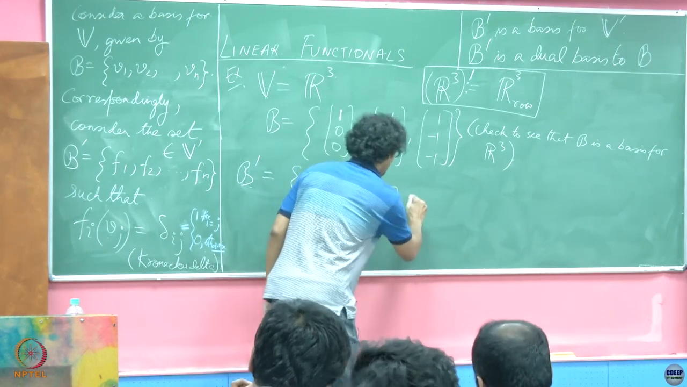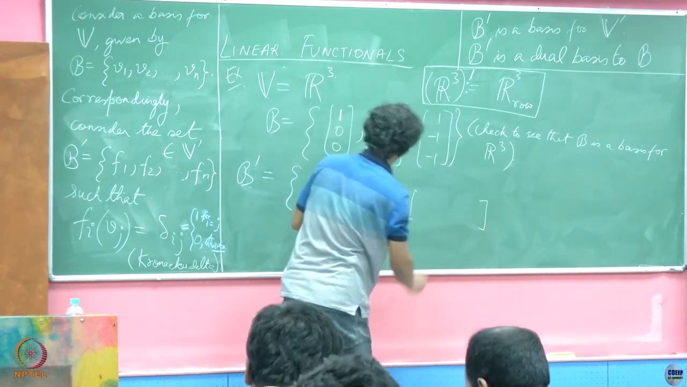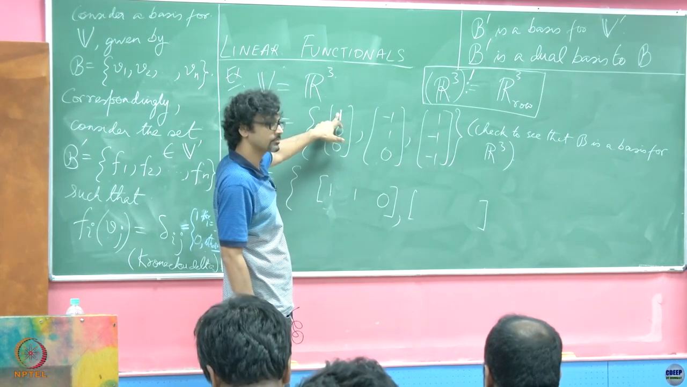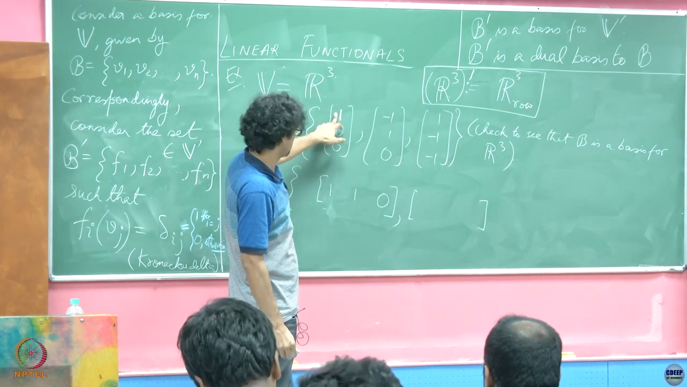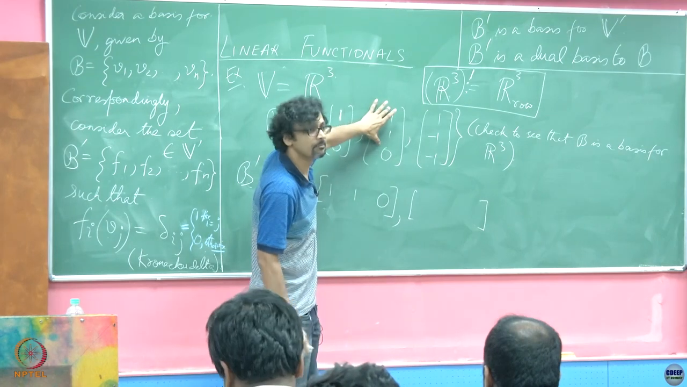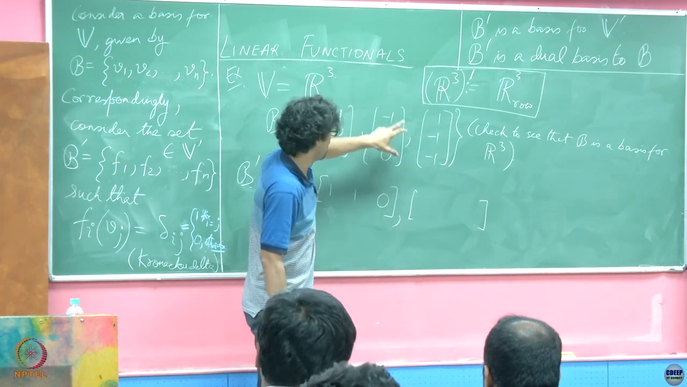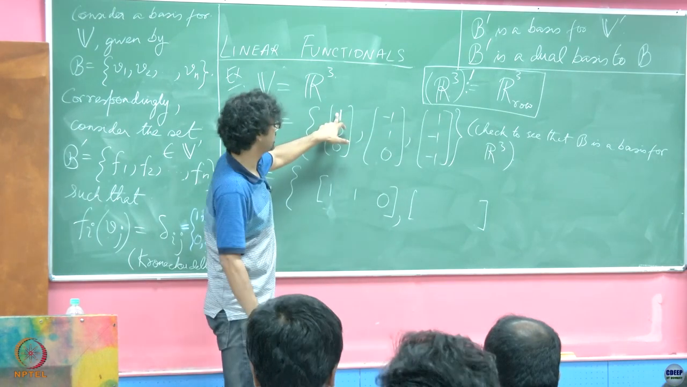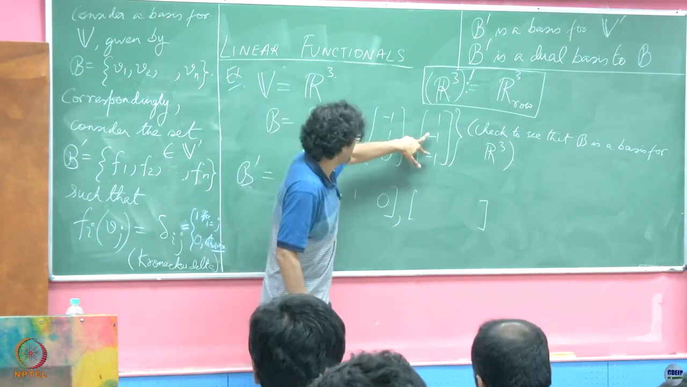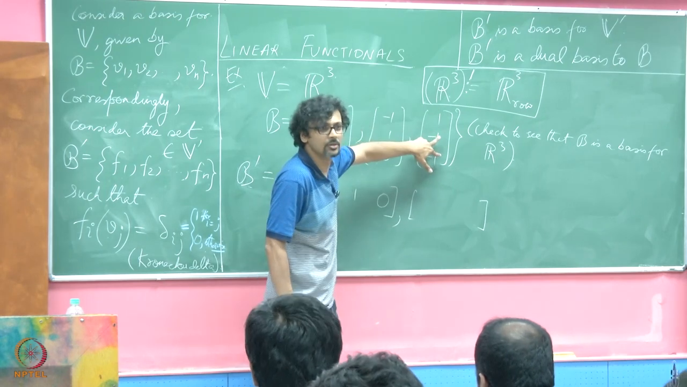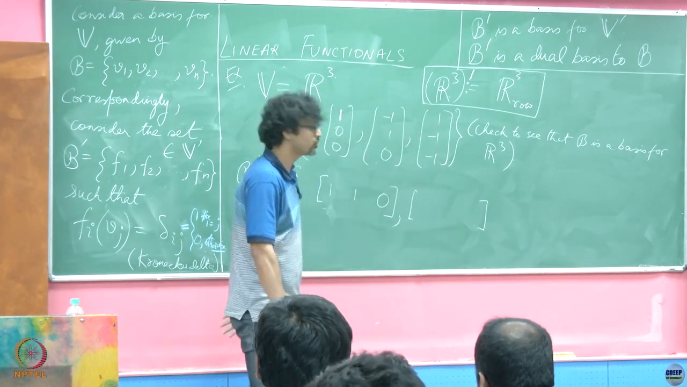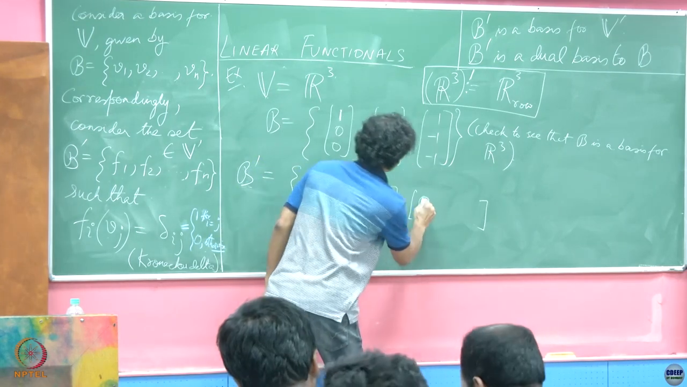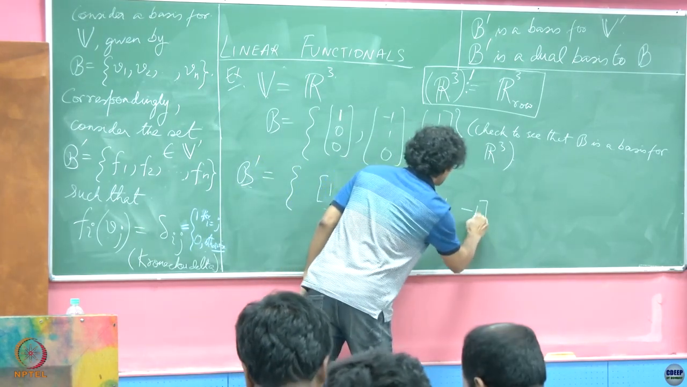Right? What about the second object, F2? I need something that takes this and makes it 0. Yeah? But I need to have 1 here. So what should I do? And I need to have 0 here again. So this object I need to make it 0. And these two objects are somehow also badgering me a bit. So what should I choose? Sorry? 0, 1, minus 1.